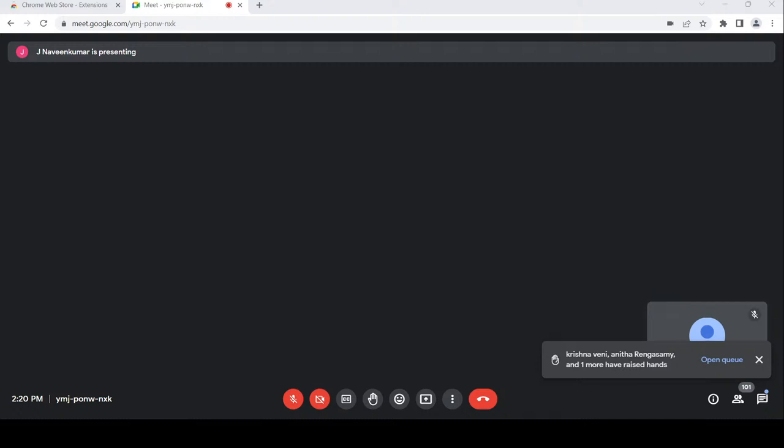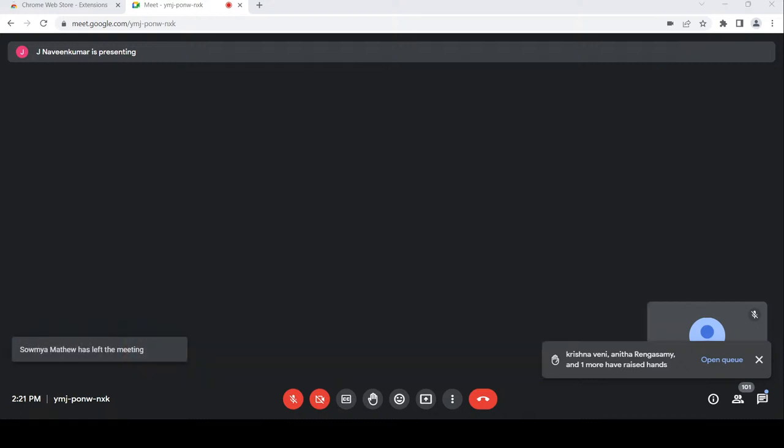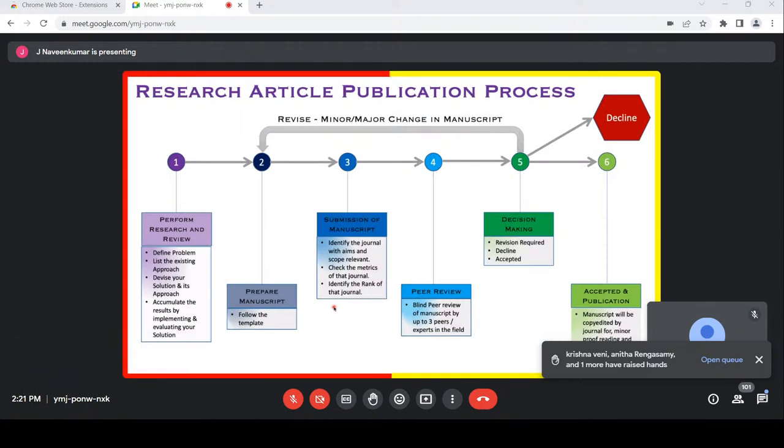The third phase talks about submission of the manuscript, right? So how should an author decide which journal the manuscript should go into, and what are the parameters the author should think about, so that we can select the journal and send the paper for publication in that journal, right? So let's see what the important parameters are.